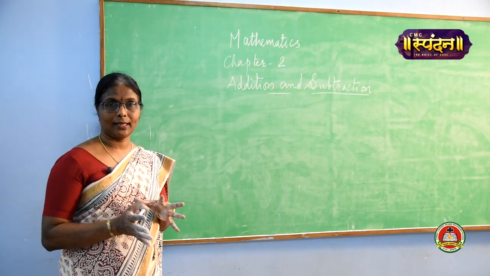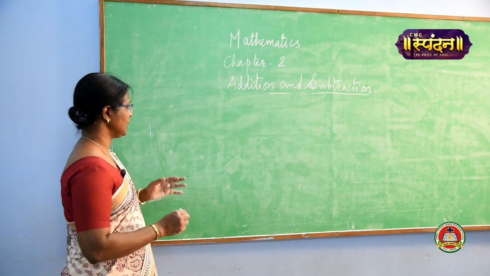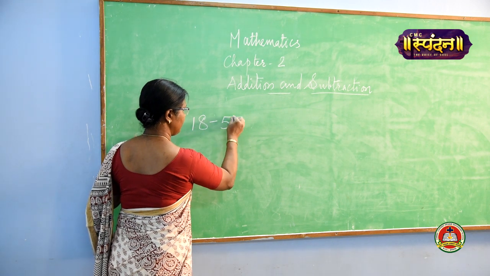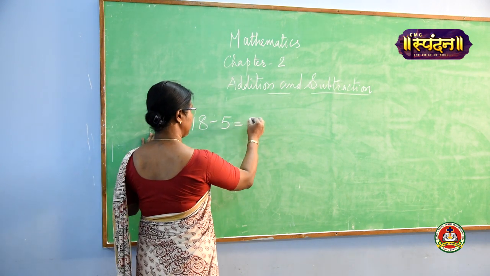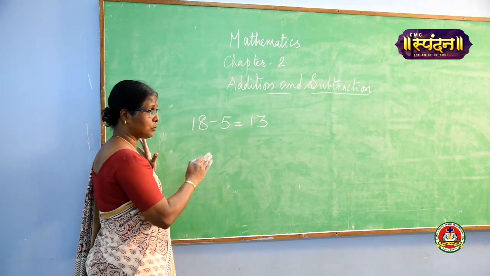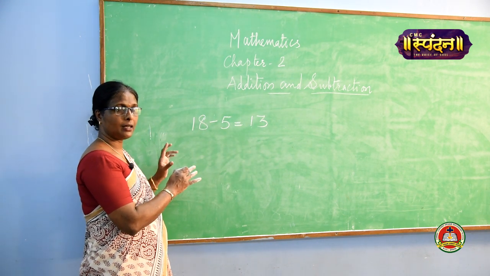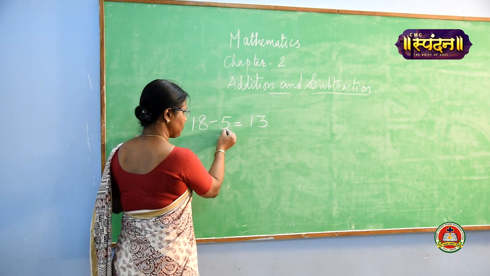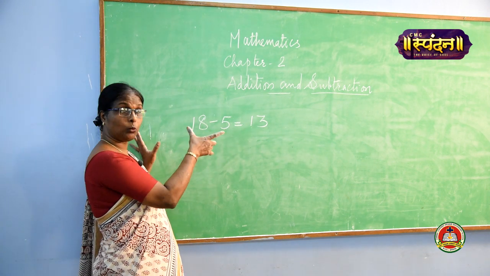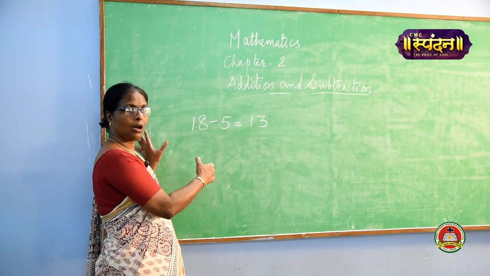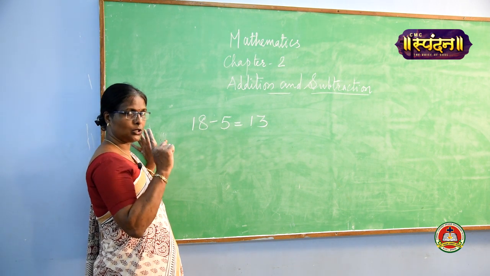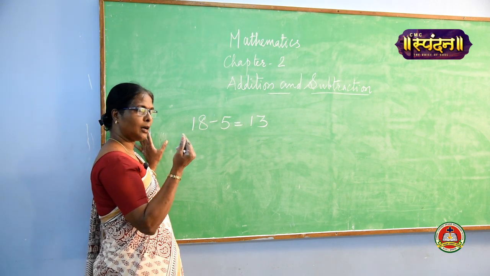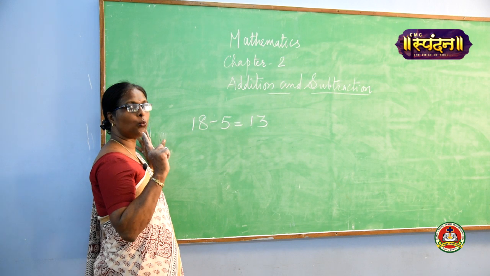Secondly, we can see how to check a subtraction sum. For example, I take a smaller one like 18 minus 5. 18 minus 5 is 13. Now for a subtraction fact, there is one addition fact. In order to check whether the subtraction we have done is correct or not, we can do an addition fact. There is only one addition fact. In an addition fact, there are two subtraction facts to check the answers, but for a subtraction fact, there is only one addition fact.